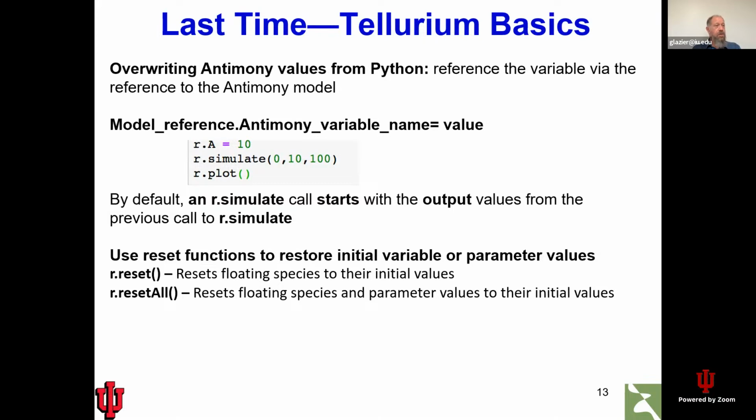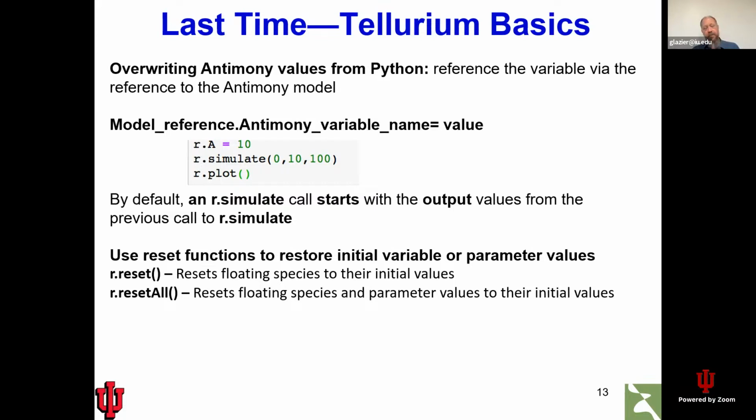Simulate has the feature that it leaves the system in a state which you can continue from. So if I call r.simulate(0, 10) once, it'll start from whatever the initial values were in the Antimony model specification. If I then call r.simulate(0, 10) a second time, it will start from wherever the model finished off, with the final values, and continue. So this allows me to run the simulation, see what happened, and continue it. But that means that if I want to start over, I have to use a reset function to tell Tellurium to put the values back to the ones that were in the original specification.